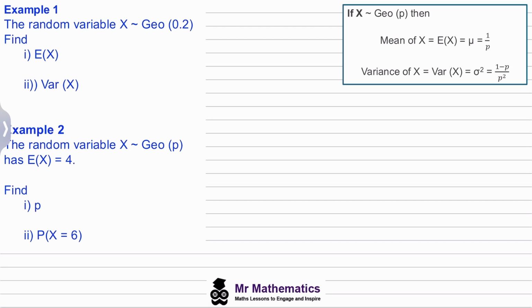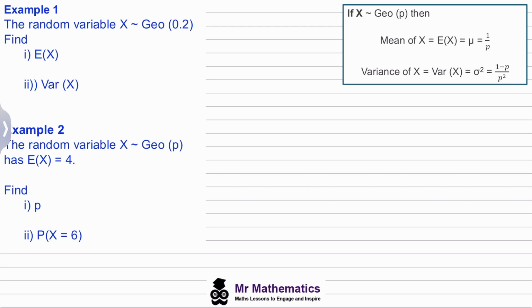Okay, so we're going to use these formulae, and these are provided in the Edexcel formula booklet. This is where if x is distributed geometrically with a probability of success p, then the expectation, or mean, of that distribution is 1 over p, and the variance of x, or the standard deviation squared, is (1 minus p) over p squared, okay? In this video, I'm going to show you how to use them rather than how to prove them.